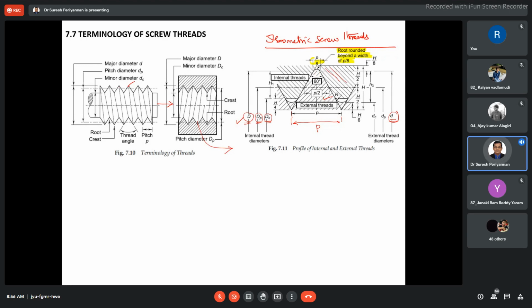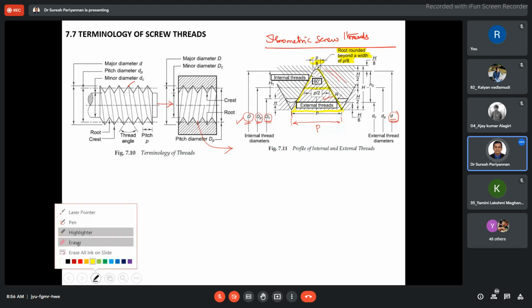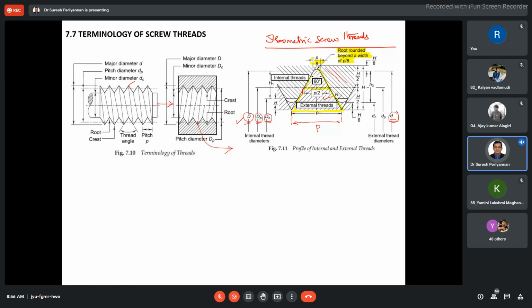All right. Now you can easily understand the pitch. If you consider this triangle, the bottom side is the pitch. Where the distance P/2, pitch by 2, is available, the corresponding diameter is nothing but our pitch diameter of the internal thread, and the pitch diameter of the external thread. See here, this region is called the pitch diameter.